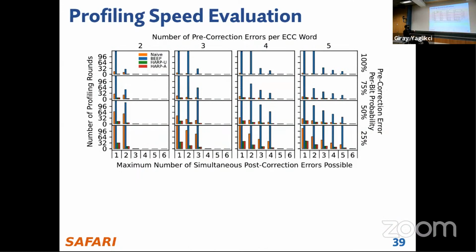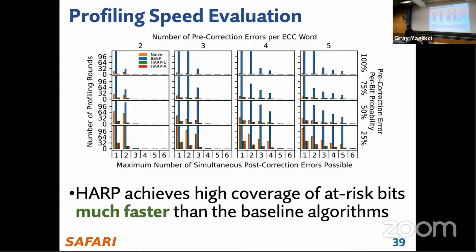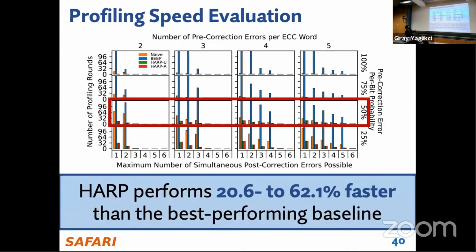Here we expand the analysis to these different numbers of pre-correction errors per word and different probabilities of pre-correction errors. And it's just a lot of data. But the main takeaway is that HARP achieves very high coverage of at-risk bits much faster than the baseline algorithms. As an example result, if I highlight this particular 50% point, HARP performs 20 to 62% faster than the best performing baseline in order to achieve this single error correcting coverage.